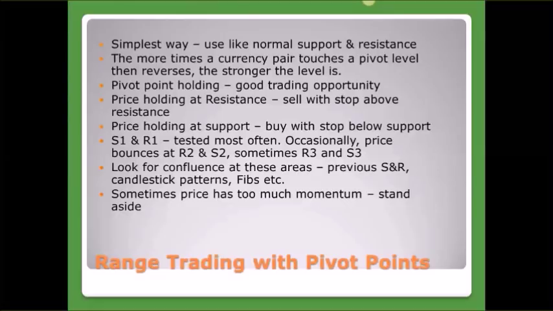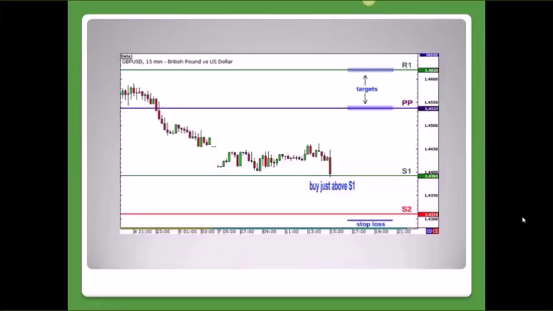So when you're taking a trade in a range-bound market, you draw your support and resistance levels where the range-bound market is, and then you're looking to trade the confluence. So let's look at an example. Here we have an example of a GBP/USD 15-minute chart. We have S1 here. This is the daily pivot.